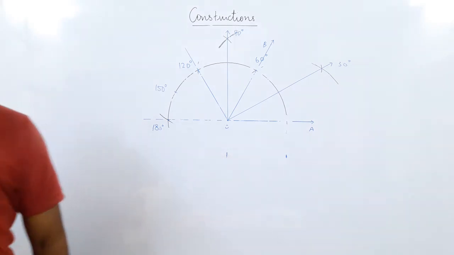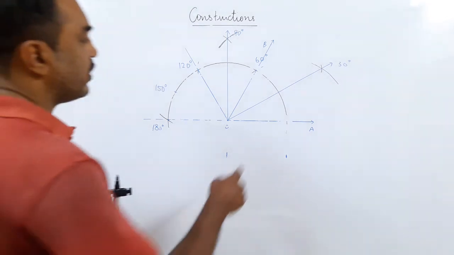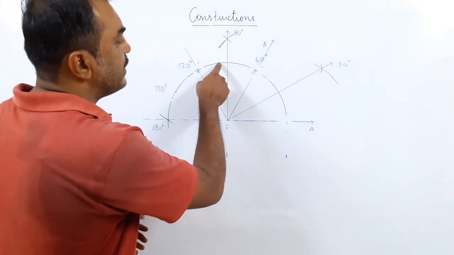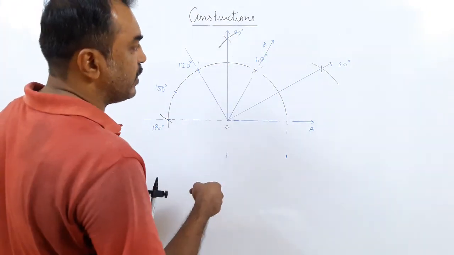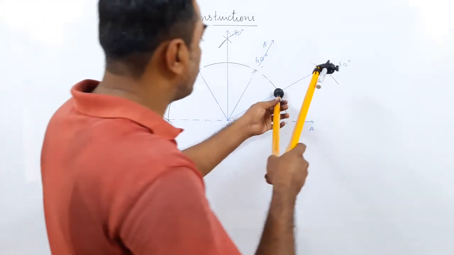So now I want to make 45 degrees. How will I get 45? Any guesses? I will take 0 and 90. Exactly between 0 and 90 I will get 45, or exactly between 30 and 60 I should also get 45. So I will go for 30 and 60.